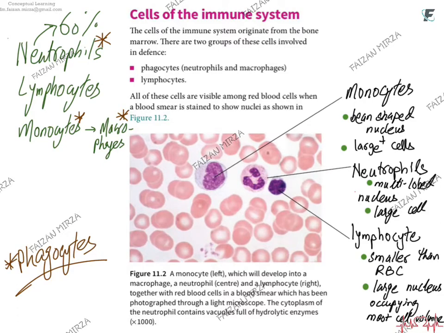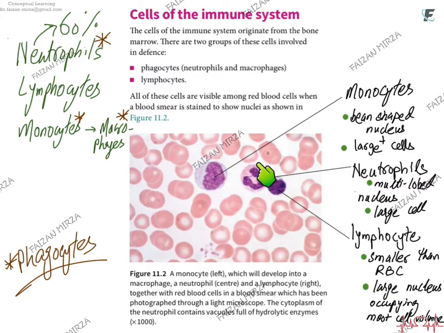So these are the three types of white blood cells. Let's discuss the features of these one by one. Initially, we have the monocytes. Monocytes are very large white blood cells, much larger than the red blood cells, and the shape of their nucleus is bean shaped, a large nucleus. You can see this large nucleus, bean shaped and kidney shaped.